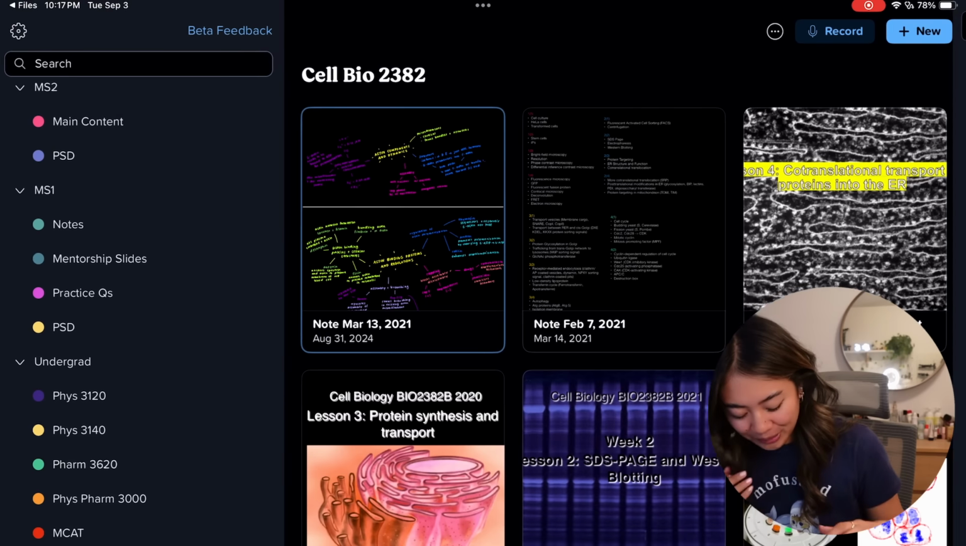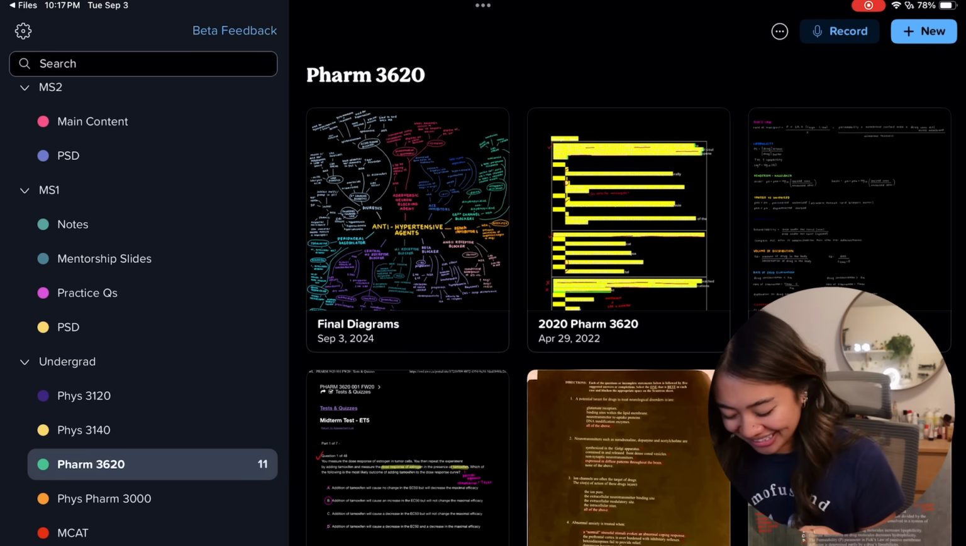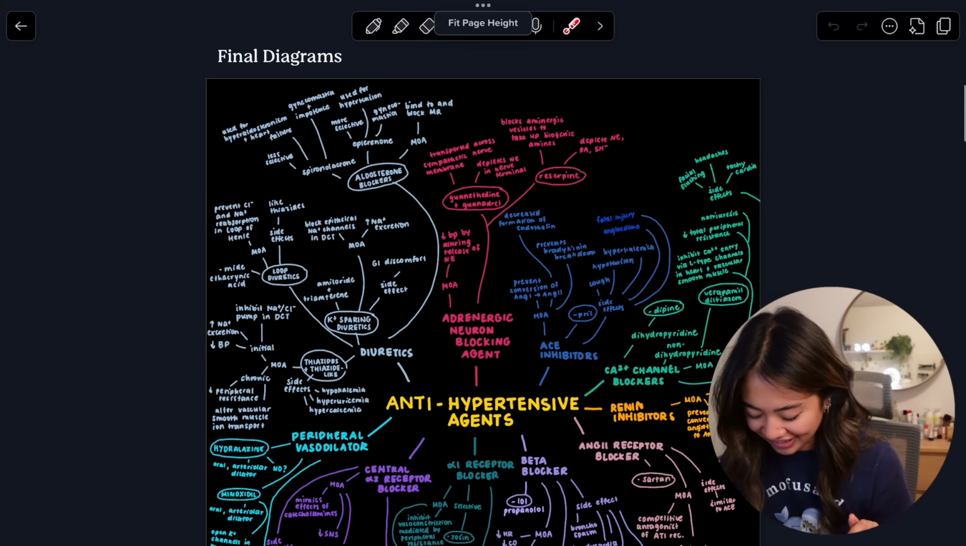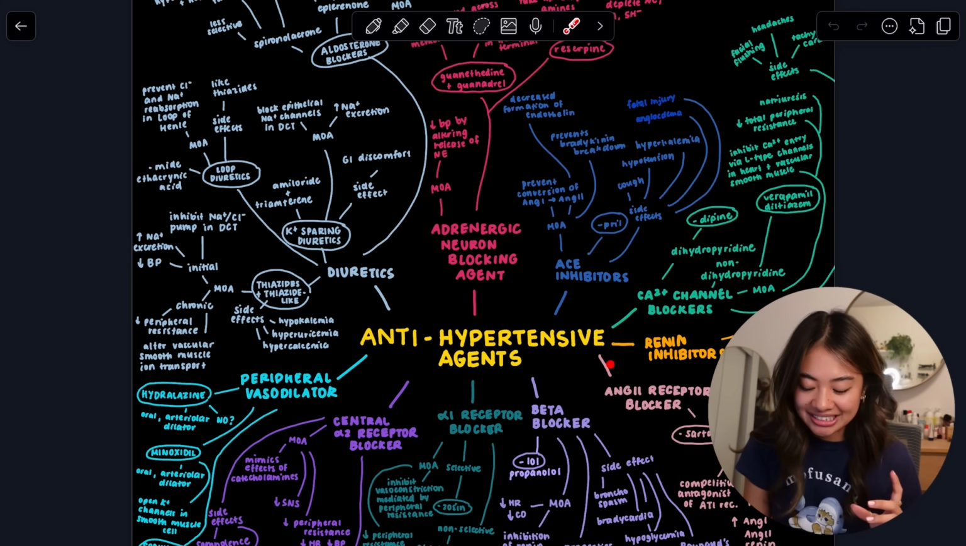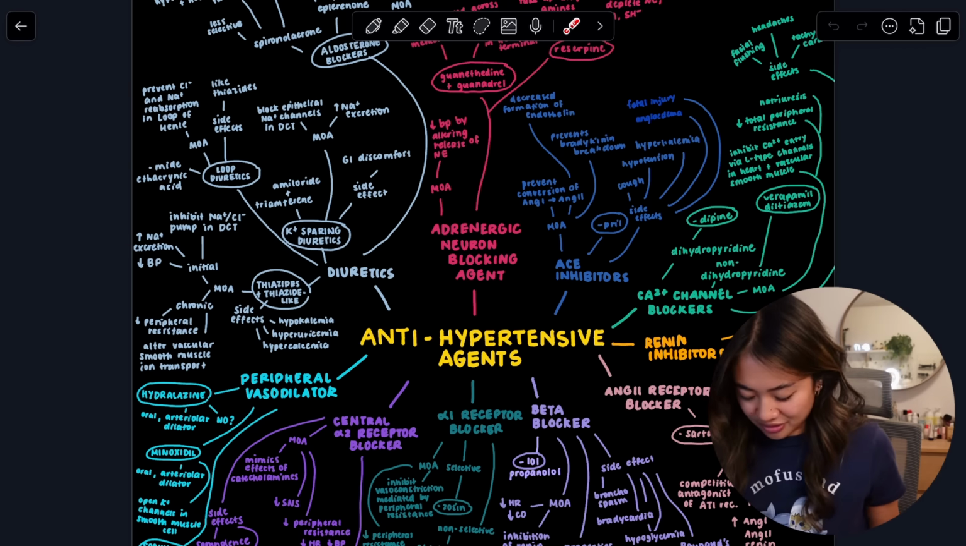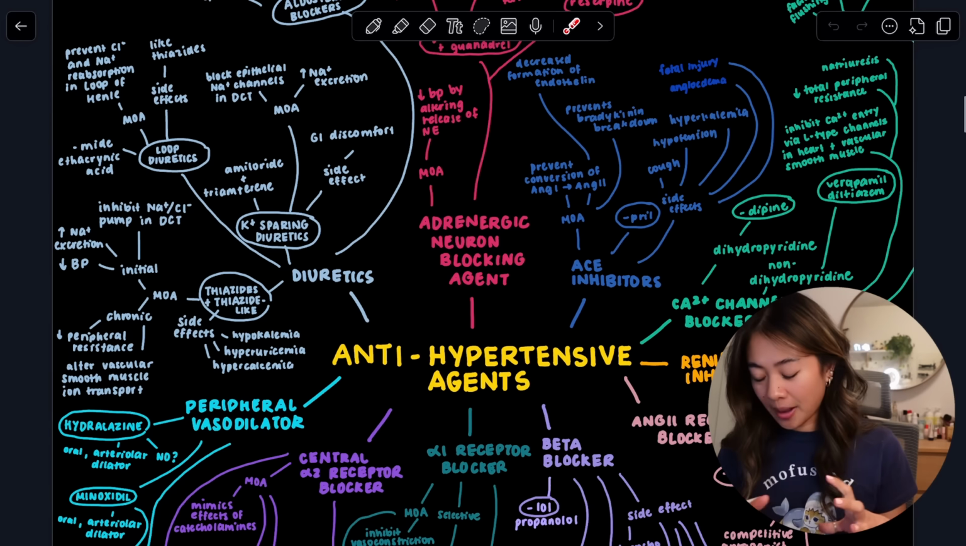And one of my favorite notes to revisit are the ones that I took for pharm, because anyone who studies drugs knows how crazy and intense it is. Like if we take a look at my antihypertensive agents, this is insane. So this is everything that we do to reduce blood pressure, and we can use diuretics, beta blockers, calcium channel blockers, and I would break everything up as much as possible.